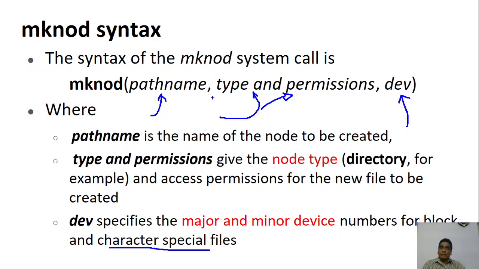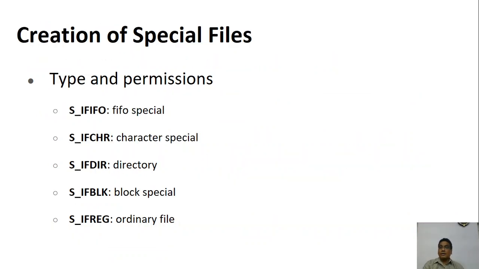When we say the permission here, there are two things that you must understand. The type specifies whether you want to create a directory, or a pipe, or a character or a block file, or you can also create a regular file. So these are the file types. Let's look at the file types. There are constants generally available for creating the special file.